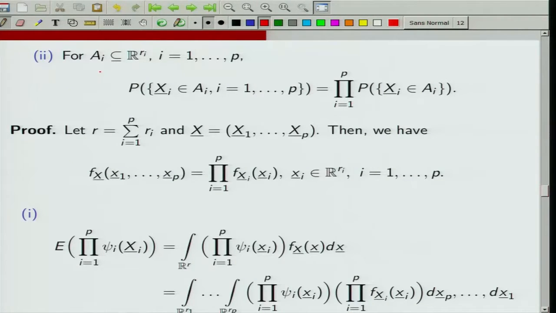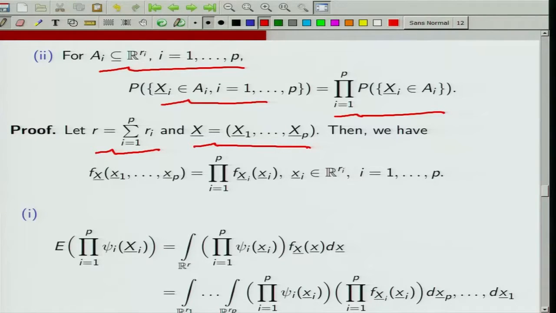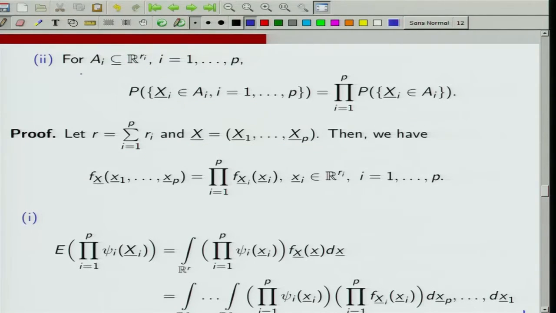Similarly, if the Ai are subsets of R^ri, then the probability that xi belongs to Ai for i equal to 1 to p is the same as the product of the probabilities of xi belonging to Ai, if they are independent. Let us try to prove this. So, let r be the summation of ri from i equal to 1 to p, and the vector x is x1, x2, ..., xp. So, x1 is r1 dimensional, xp is rp dimensional. So, this whole vector x is r dimensional.